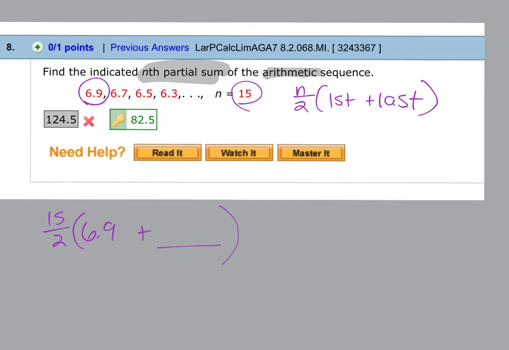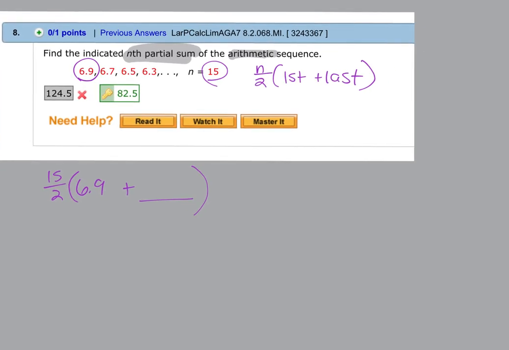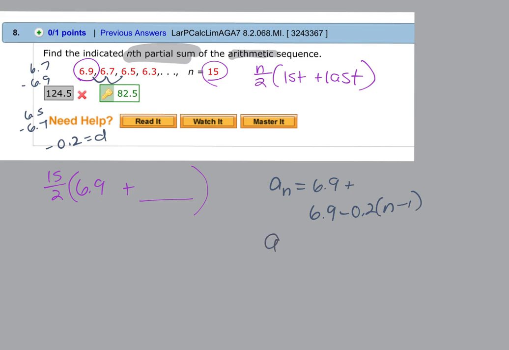What we can do is set up your a sub n. So a sub n would equal a1, which is 6.9, plus d times n minus 1. As I go from one term to the next, 6.7 minus 6.9, 6.5 minus 6.7, and so on and so forth, that's a negative 0.2. So that's d. So it's 6.9 minus 0.2 times n minus 1. And then I want to find a15. Oh, that's easy. Yeah, so just be careful. 15 minus 1, you know where to go from there. And then you plug that in here. Okay, good.